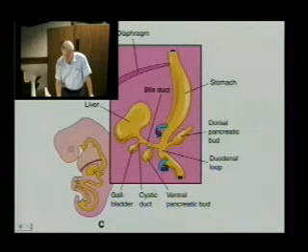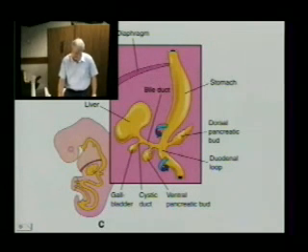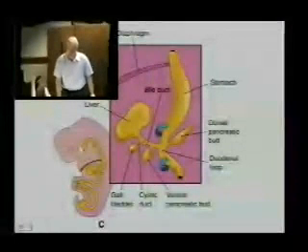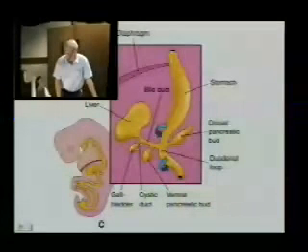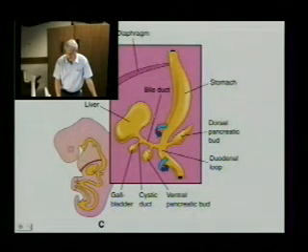The hepatic diverticulum now has sprouted a ventral pancreatic bud. The gallbladder has begun to dilate. Its connection back to that original structure, now called the bile duct, is called the cystic duct. And then the liver will be developing at the tip of that.